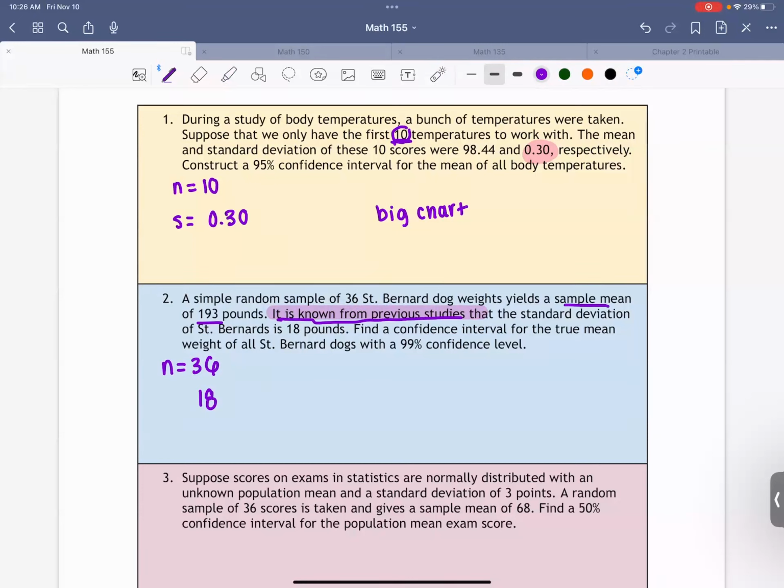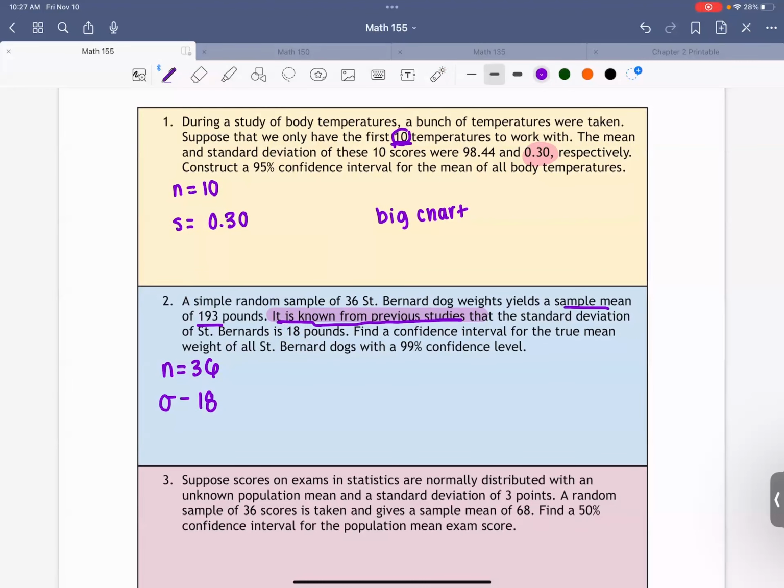Actually, in our textbook and on the final and on the test, all the questions that we can use for this class, if you see that it is known from the past or from previous studies, that's like the number one hint that we're talking about the population. So what are we getting for the standard deviation here? Population or sample? Population, right? That it is known from the past, talking about the population.